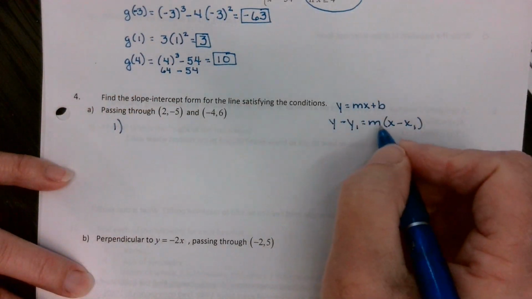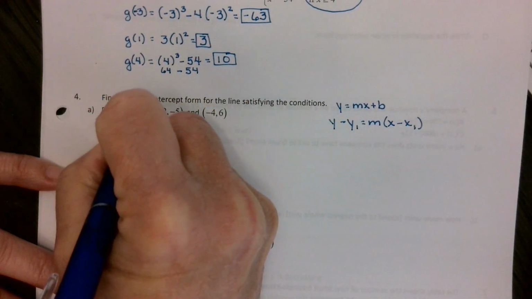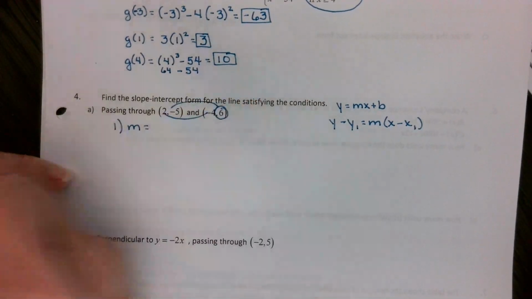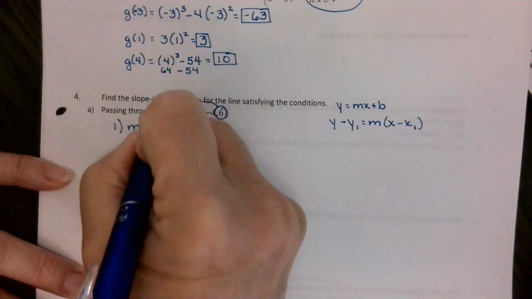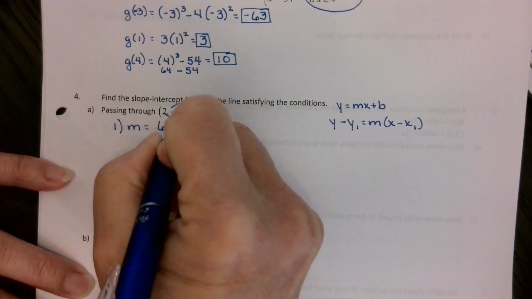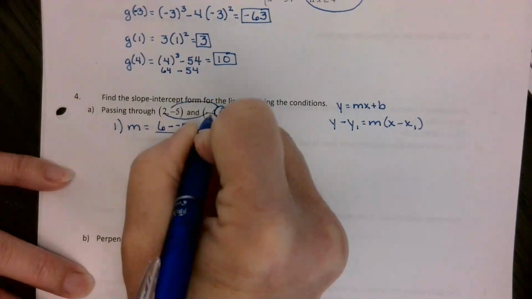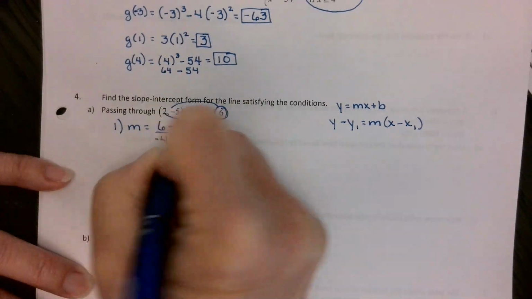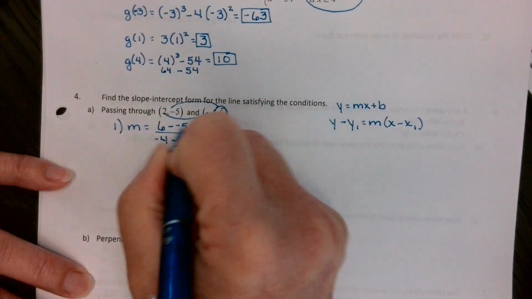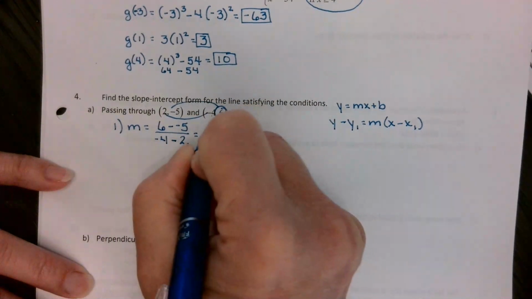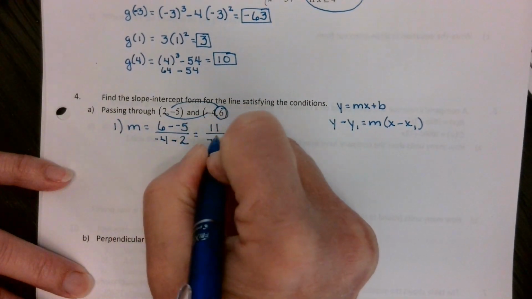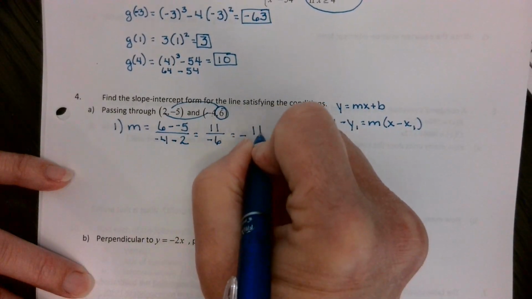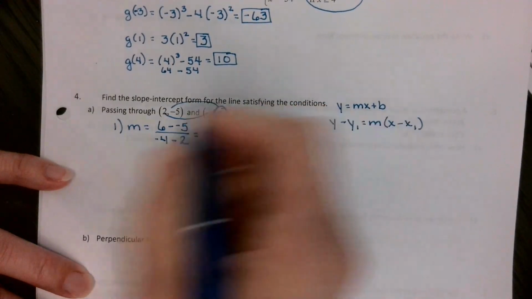To use point slope form, first you got to find the slope. Well, connect your x's, connect your y's. That one goes first. It's 6 minus its partner of -5. -4 minus its partner of -2. All right, this top gives us 11. The bottom gives us -6. So our slope we found to be -11/6.